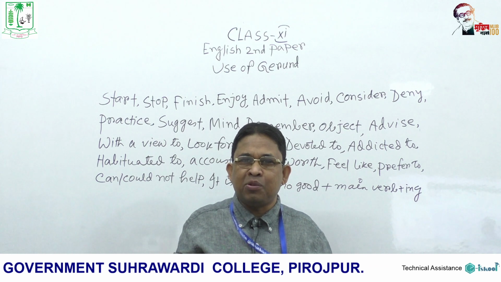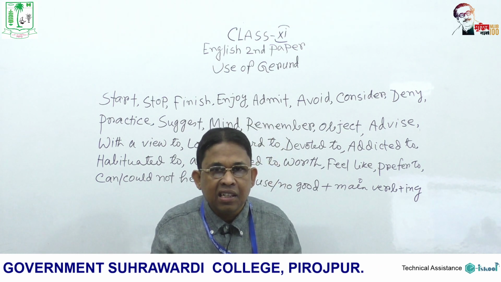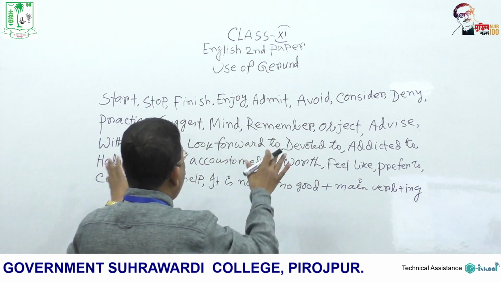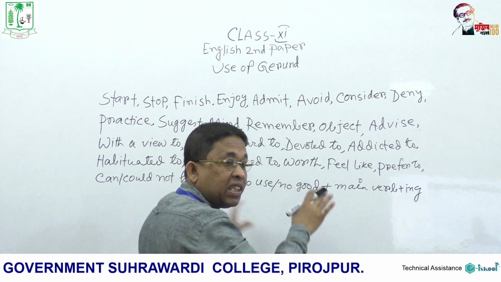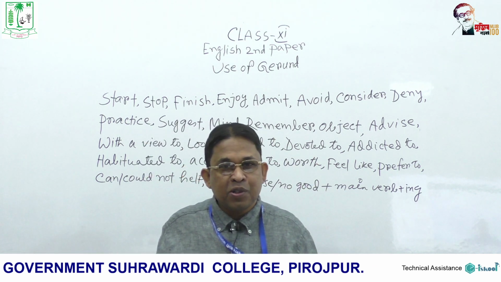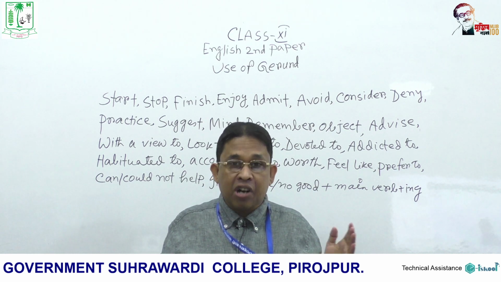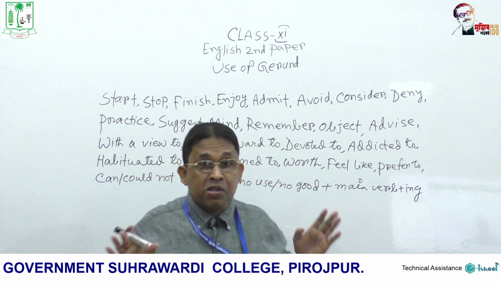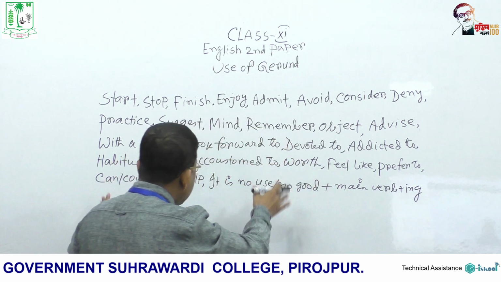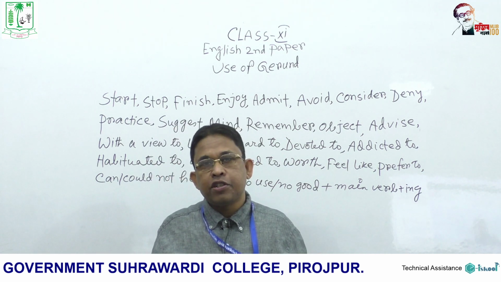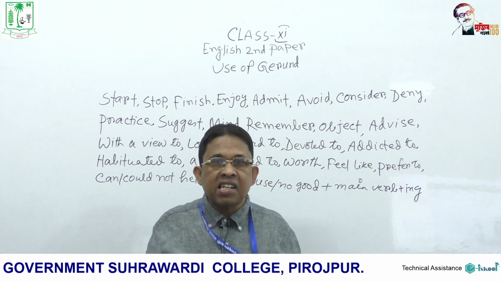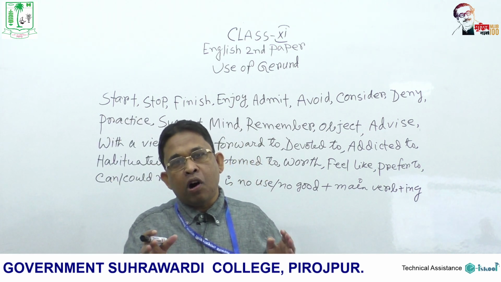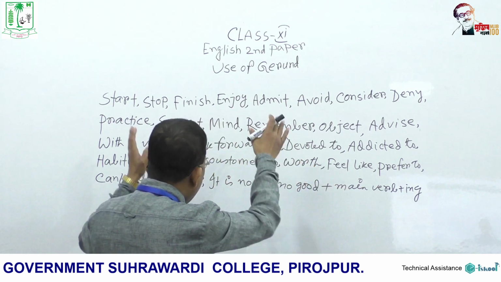I hope this is clear to you. What I am trying to explain is that there are some words and phrases, some of which I have written, which always follow gerund. That is, after these words and phrases, and there are also some other words and phrases like this, gerund is always used. That is, gerunds can be the direct object of some verbs and phrases like this.